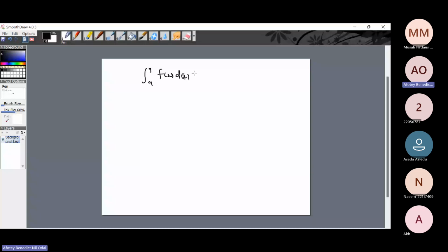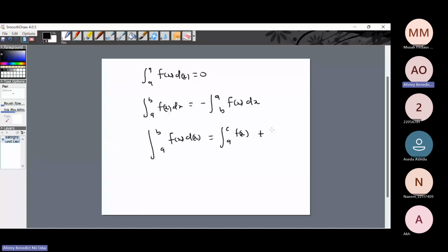And the second formula that is also on this one is that we have the integral from a to b of f of x dx is equal to the negative integral from a to b of f of x dx. And the last one is that the integral of b to a of f of x is equal to the integral of c to a of f of x plus b to a of f of x dx.